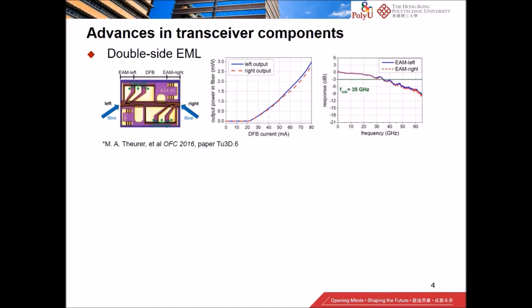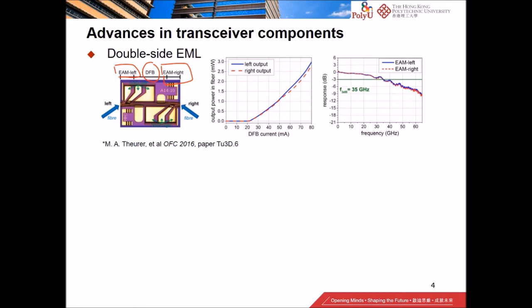All right, another area is this thing called a double side EML. It's actually some new ideas and designs on the transmitter components. What it does is basically it goes like this. It has a DFB in between, and then you have an EAM at the left and the right of the DFB. So essentially, it serves as 2 EMLs. You can modulate the EAM at the left and modulate the EAM at the right, and so that becomes 2 EMLs with the same wavelength.